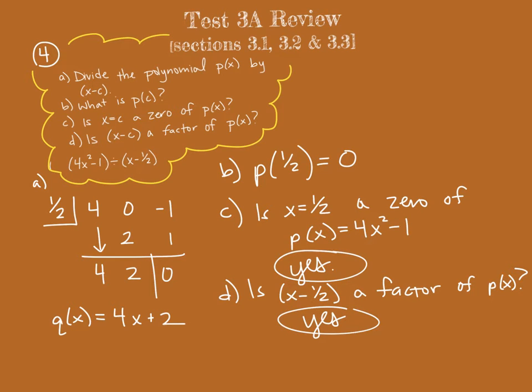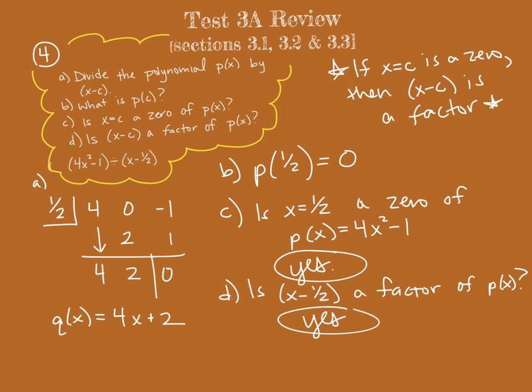And that's the relationship between zeros and factors, so this goes both ways. If x equals c is a 0 of some polynomial, then x minus c is a factor, and that goes the other way too. If x minus c is a factor, then x equals c is a 0. If we did not get a remainder of 0, then p of 1/2 would not have been 0, and we would say no to both of these answers.